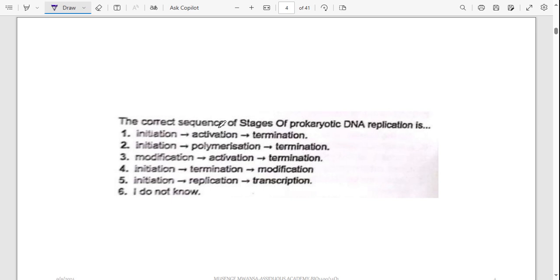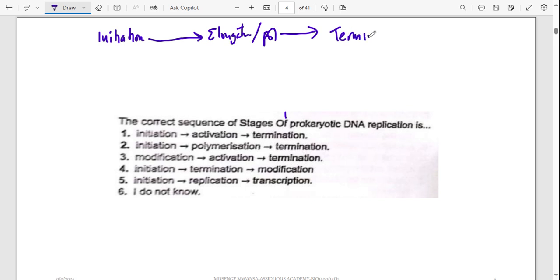Correct sequence of stages of prokaryotic DNA replication is. Now, the stages of replication, the first stage is always initiation. All three stages of the central dogma of molecular biology always start with initiation. After initiation, we are going to have elongation. Elongation is also known as polymerization because we are forming a chain. And then after that, we are going to have termination. We have already formed our chain, so we need to terminate or stop it.